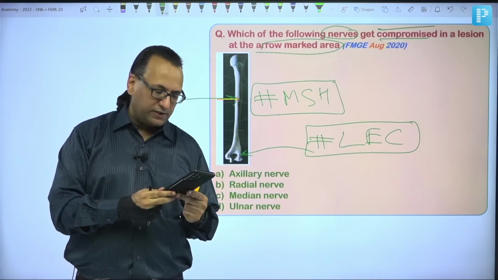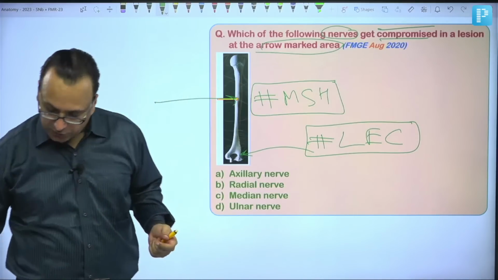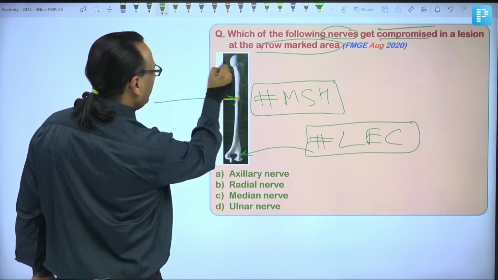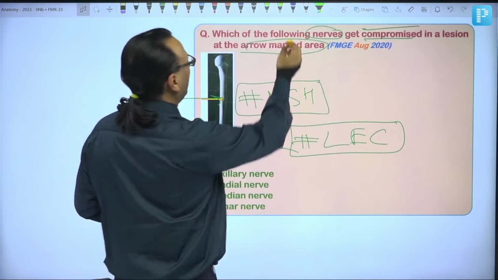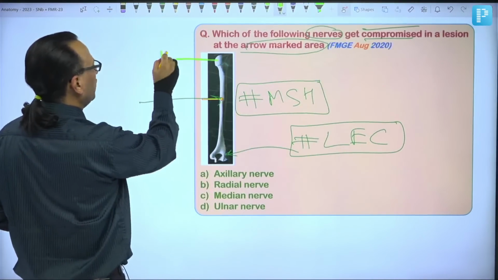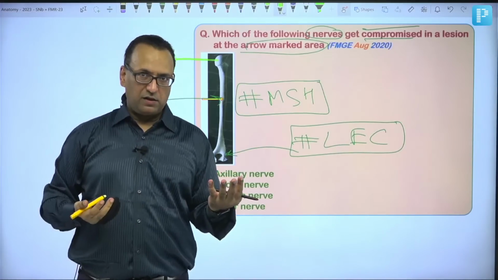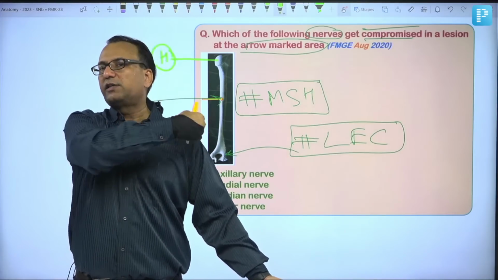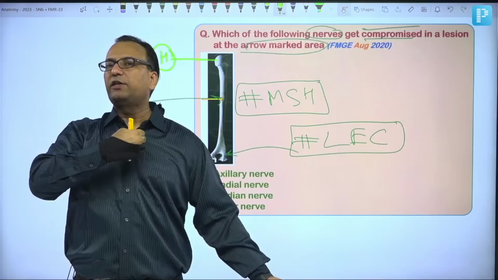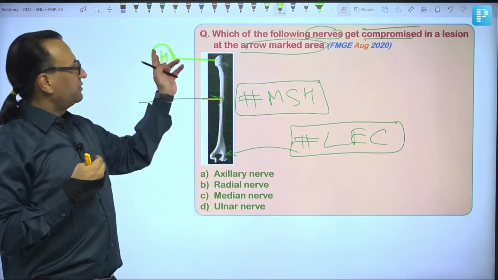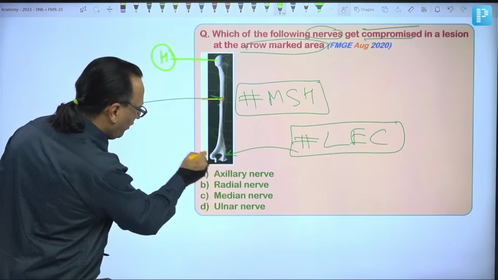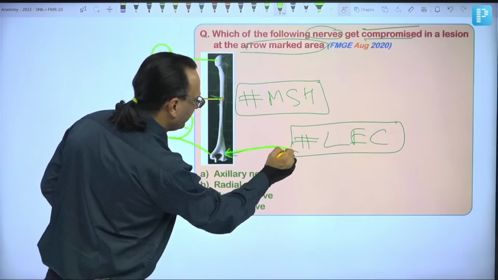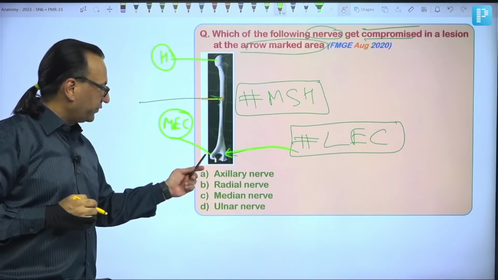So my only advice to the students is to practice more and more MCQs, and you have to be very careful about this. Wherever the head of the humerus is looking, that is medial, because it has to articulate medially with the glenoid cavity of the scapula. If that is medial, there will be a medial epicondyle. So this is the medial epicondyle. That is why this is the lateral epicondyle. So you have to be careful.